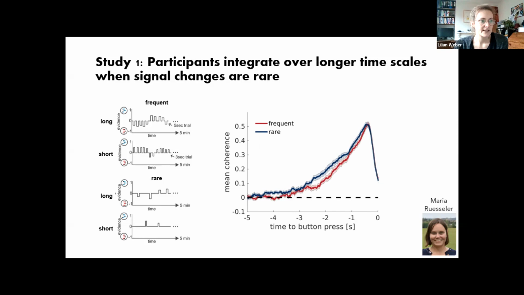But I think most interestingly, the integration kernels differed such that in this environment where changes are more frequent, participants integrated over shorter timescales, so they had a more high learning rate, if you will, in this integration process. And they did so over longer timescales when changes were more rare. So this is exactly what we've just been talking about in terms of expectations about the stability of the environment.